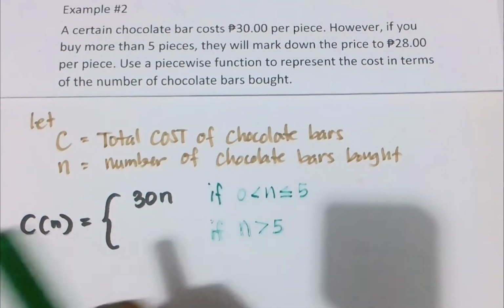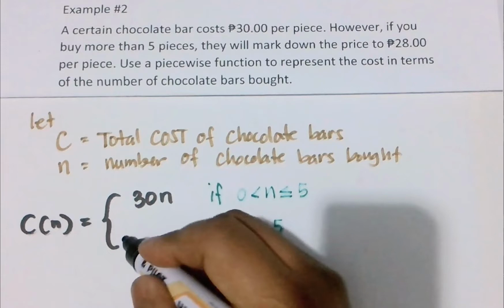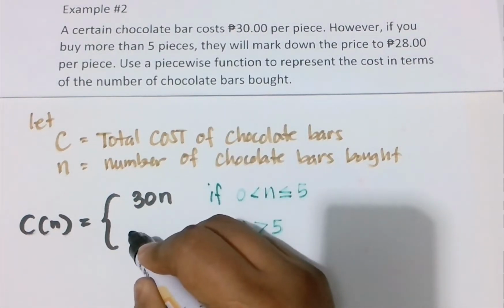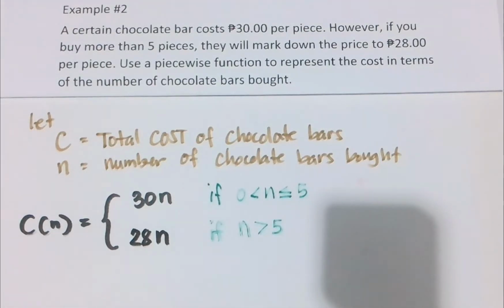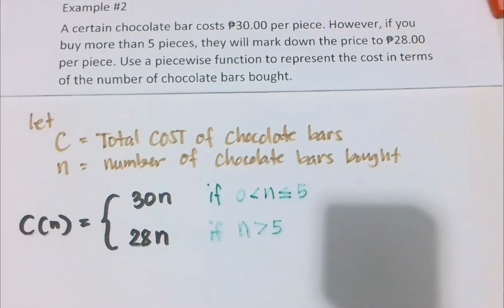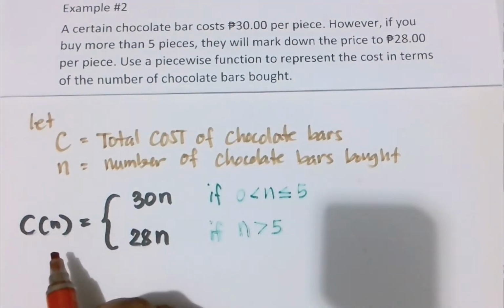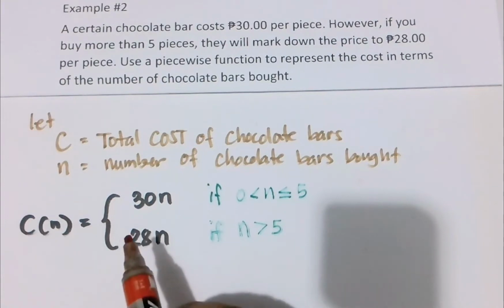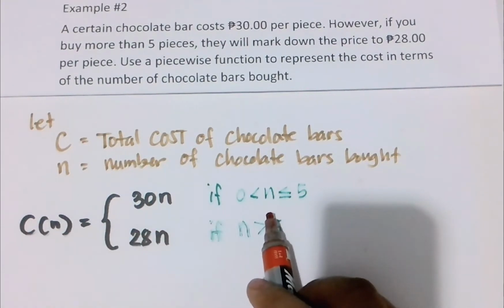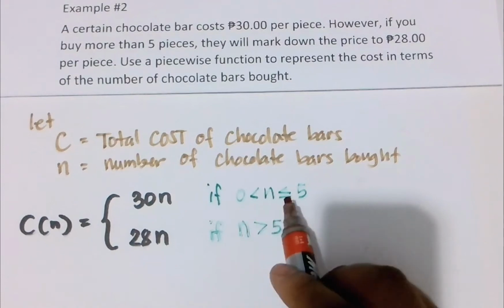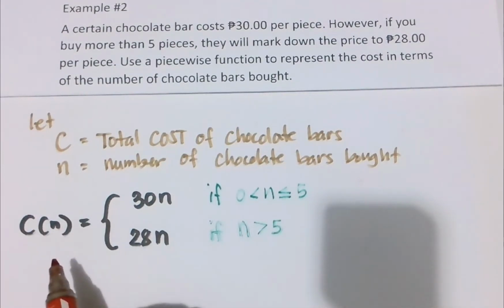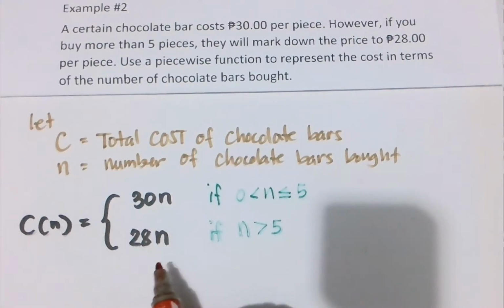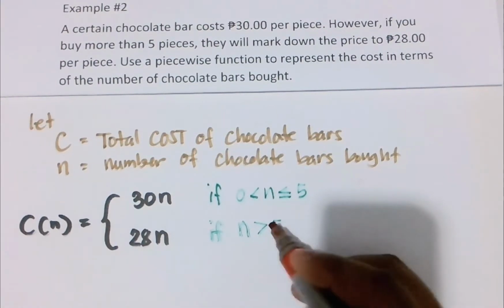So how much will it be? Magiging 28 pesos na lang daw siya according to the problem. So it will be 28 pesos times N. And there you have it. That is the piecewise function of this example. Okay? So C of N equals 30 times N if N is greater than 0 but less than or equal to 5. And C of N is equal to 28 times N if N is greater than 5.